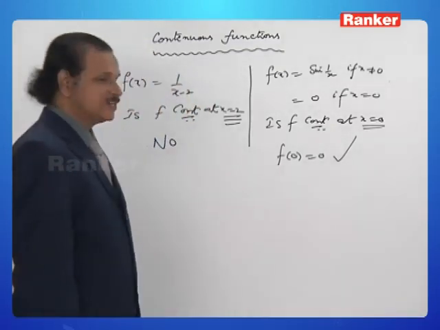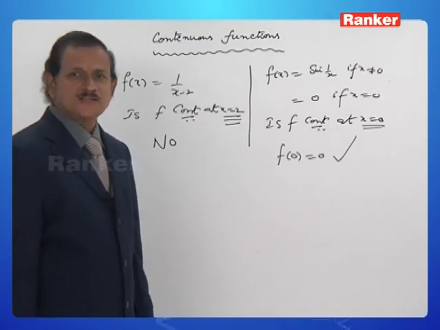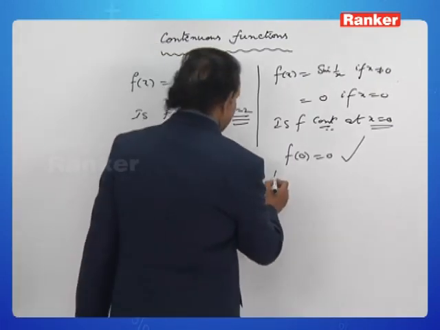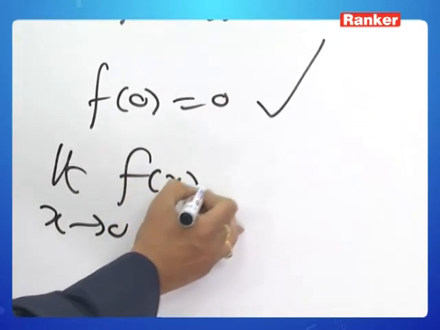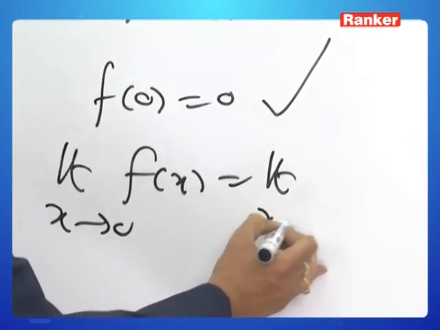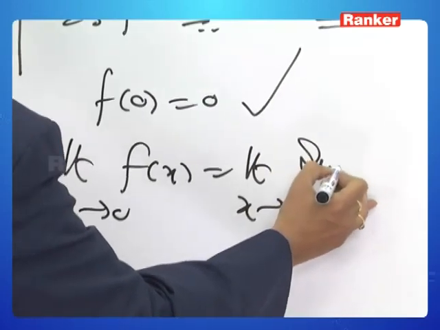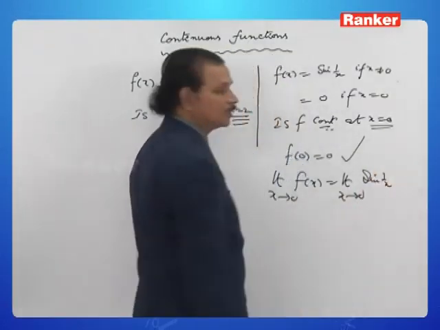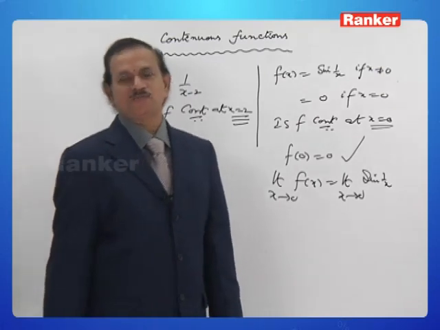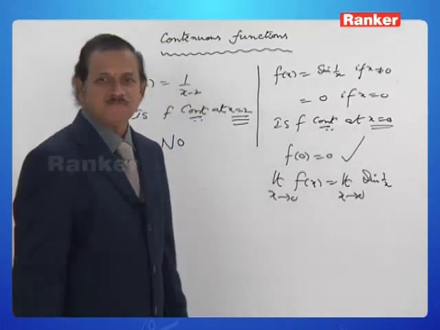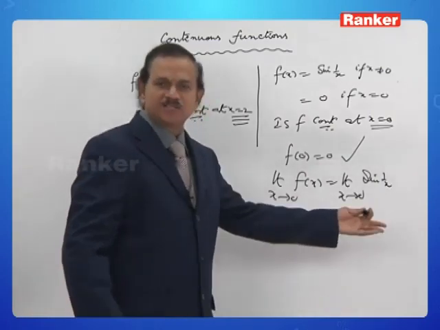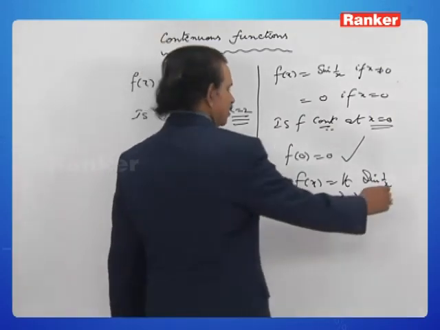Well, now we shall look at the second condition. What is the second condition? The limit as x tends to 0 of f(x). What is the limit as x tends to 0 of f(x)? The limit as x tends to 0 of sin(1/x). In our earlier discussions itself, we stated that the limit does not exist. This does not exist.